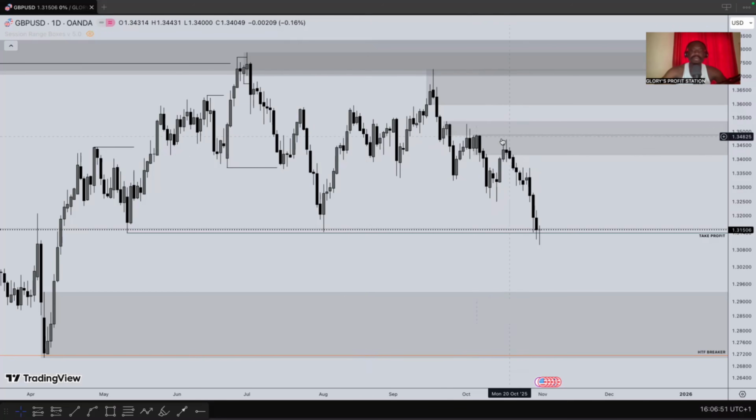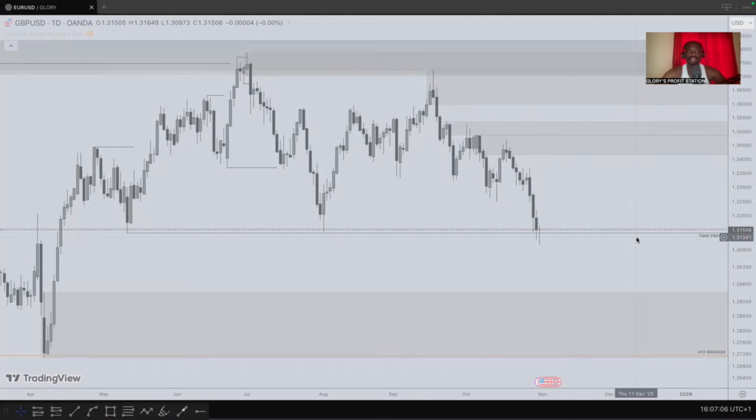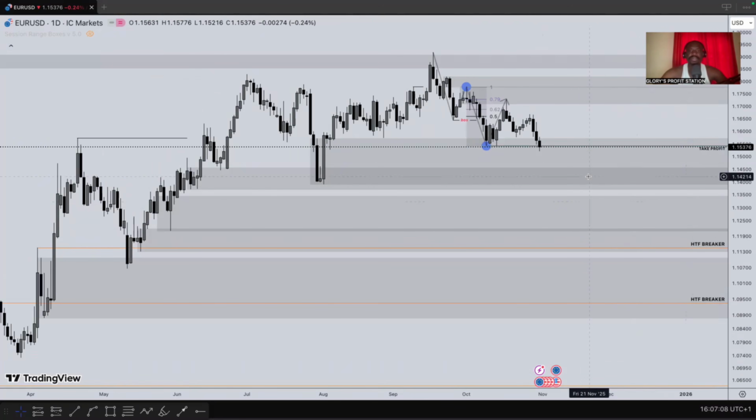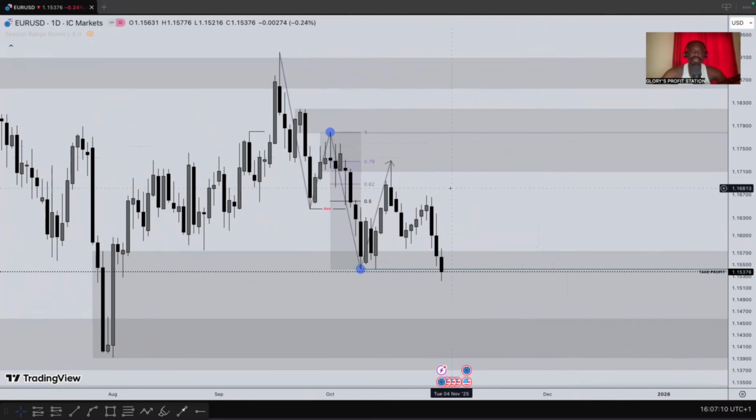Again, you can see how GBP USD already came back all the way down, sweeping this double bottom at the lows here, which I tagged as my take profit levels. If you watch the video, you understand why I had my take profit levels down there. So let's go to Euro USD. I feel like this is going to make a very good example with what I want to explain.